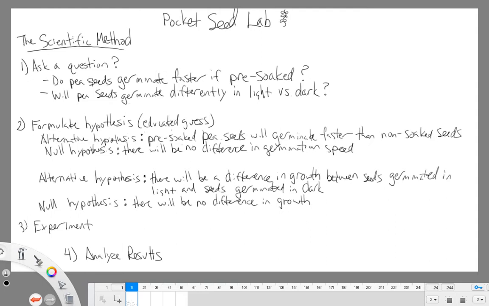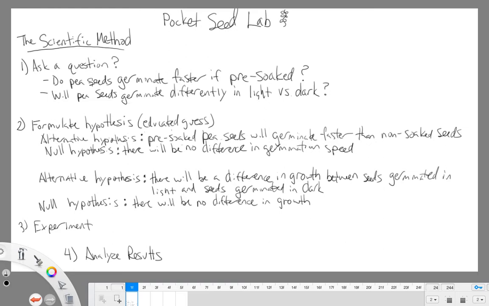The first was, do pea seeds germinate faster if they are pre-soaked before planting? And the second was, will pea seeds germinate differently if they are grown in light versus if they are grown in darkness? And from that question, you formulate a hypothesis, which is an educated guess. And it's based on information that you may have already or some research that you will do.